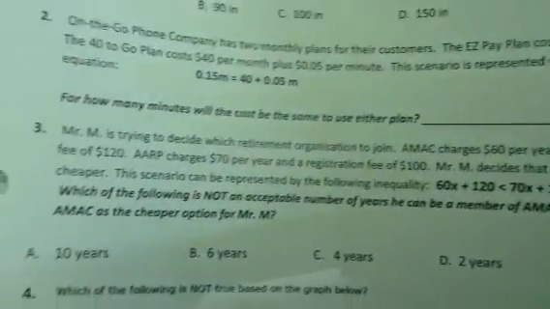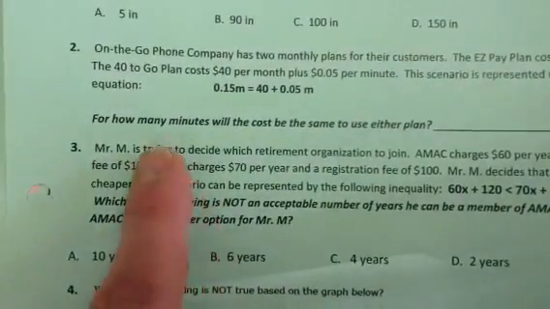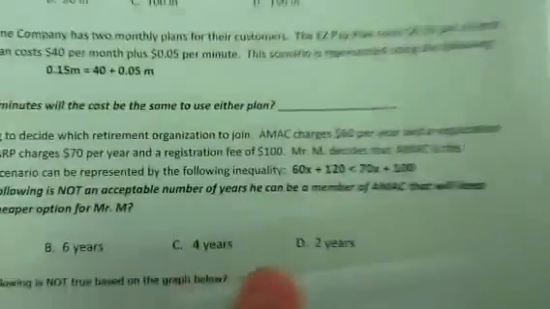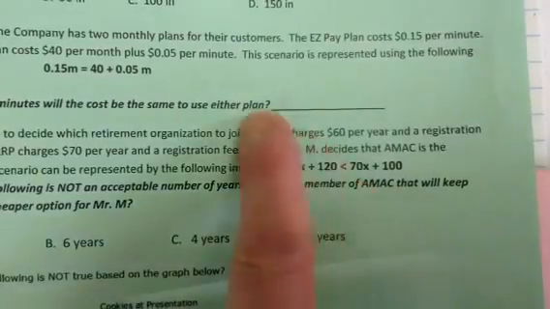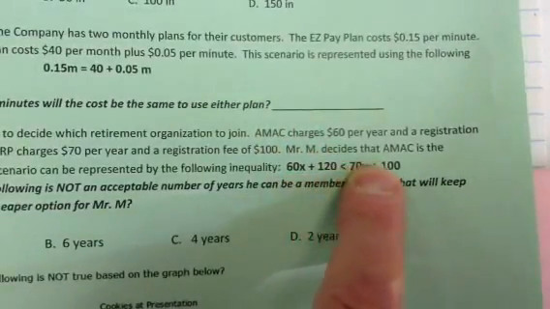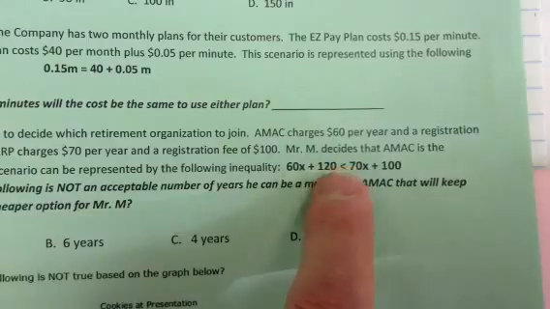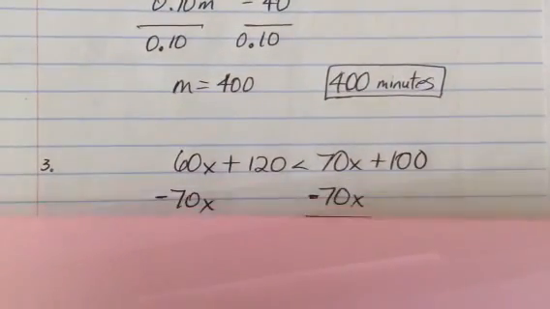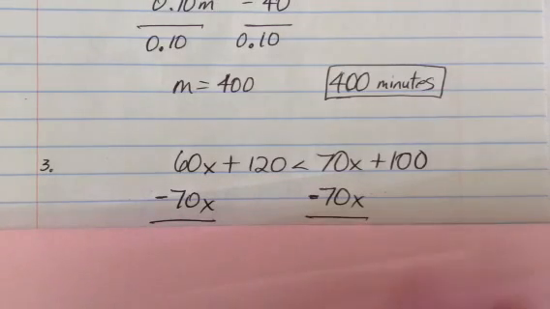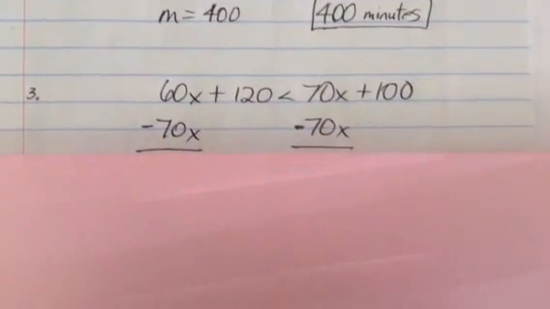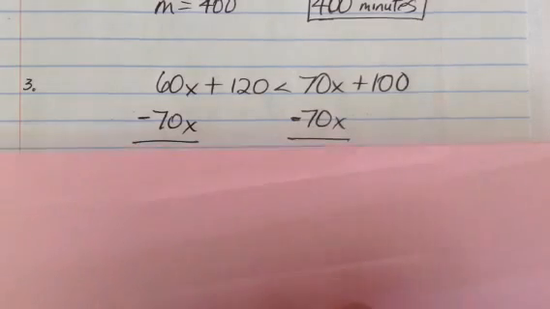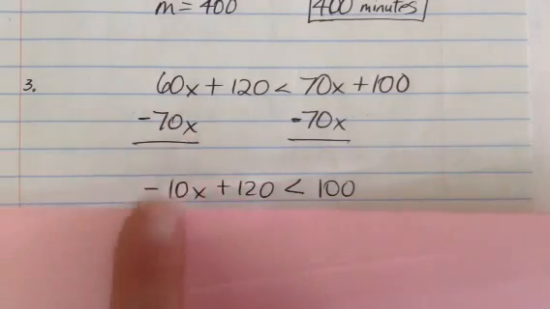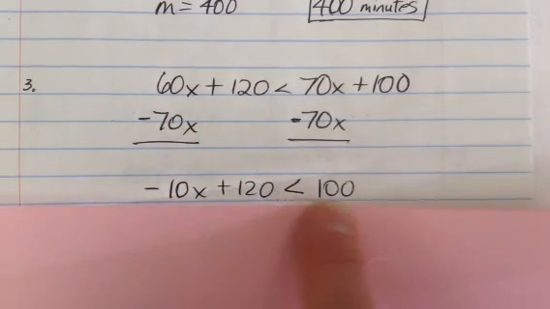The next problem deals with an inequality. There it is right there. It's got a word story problem with it, but this is really what you need to start with right here. So we're solving this right here. So we'll write down the problem. I'm going to move the x's to the left. Some of you may move it to the right. It doesn't matter. It'll turn out the same. So I do that, and I get negative 10x plus 120 is less than 100.